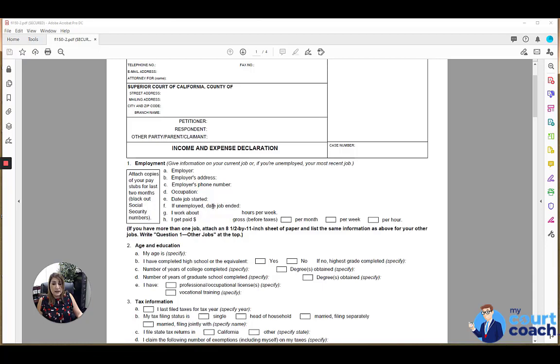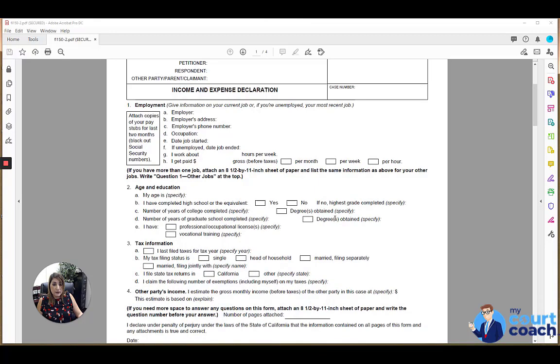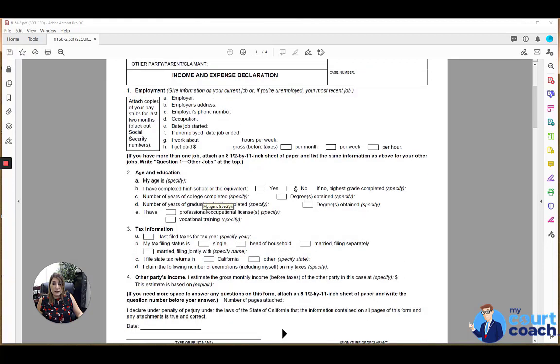If you are unemployed, in 1F, you will list the date your last job ended. 1G, you want to list, if you are employed, how many hours per week you're working on average. And then 1H, you're going to list your income in a gross figure before taxes, and then list whether that amount is per month, per week, or per hour. If you are self-employed, we're going to get to that on page 2, but still list your employment contact information at the top.